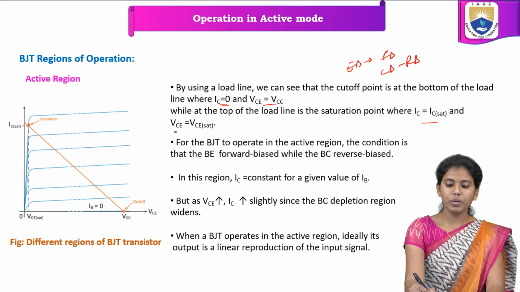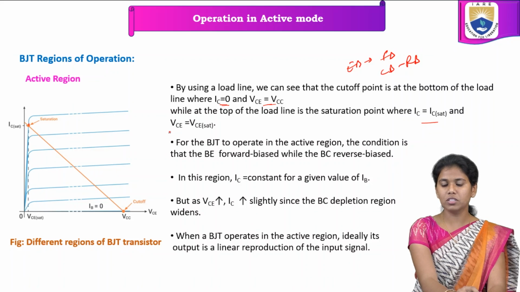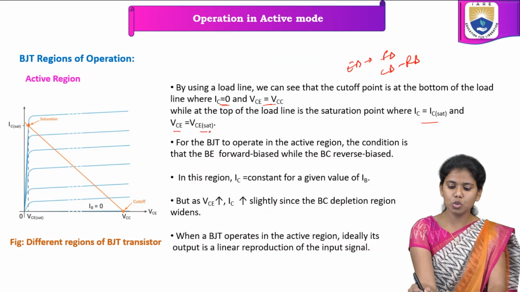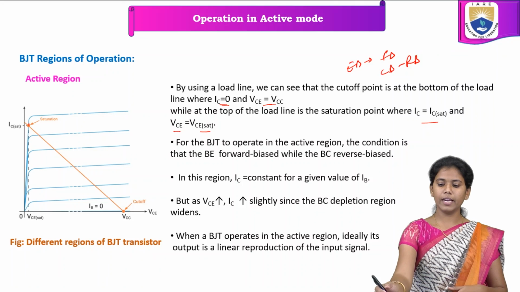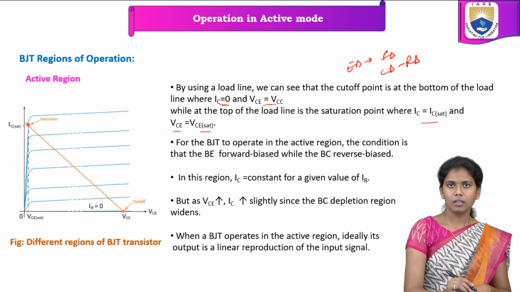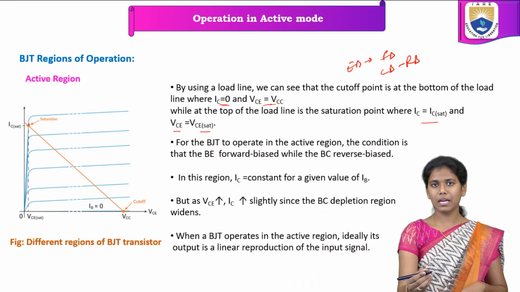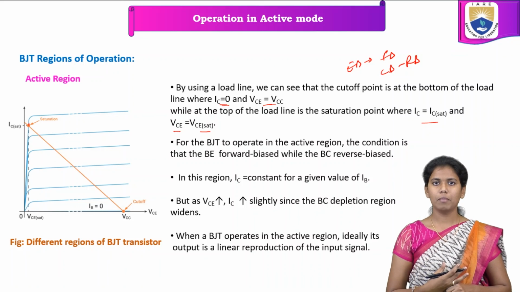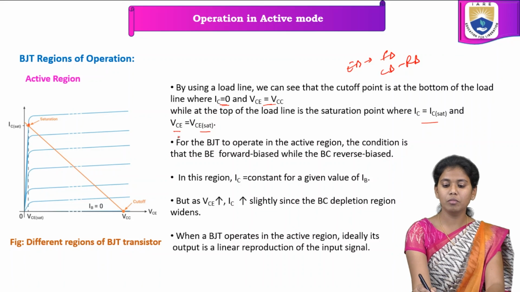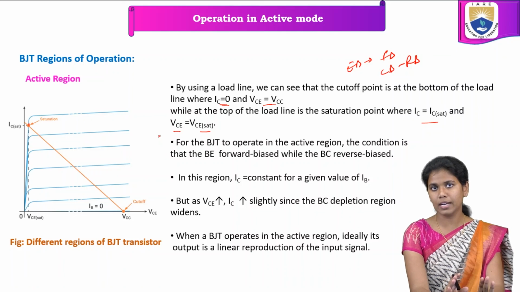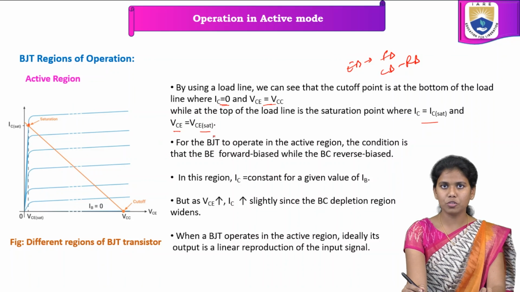And also, what about the voltage? The voltage VCE is equal to VCE saturation. The maximum current flow is observed at this particular point. So when there is a maximum current, obviously the voltage across the collector and emitter becomes saturated.